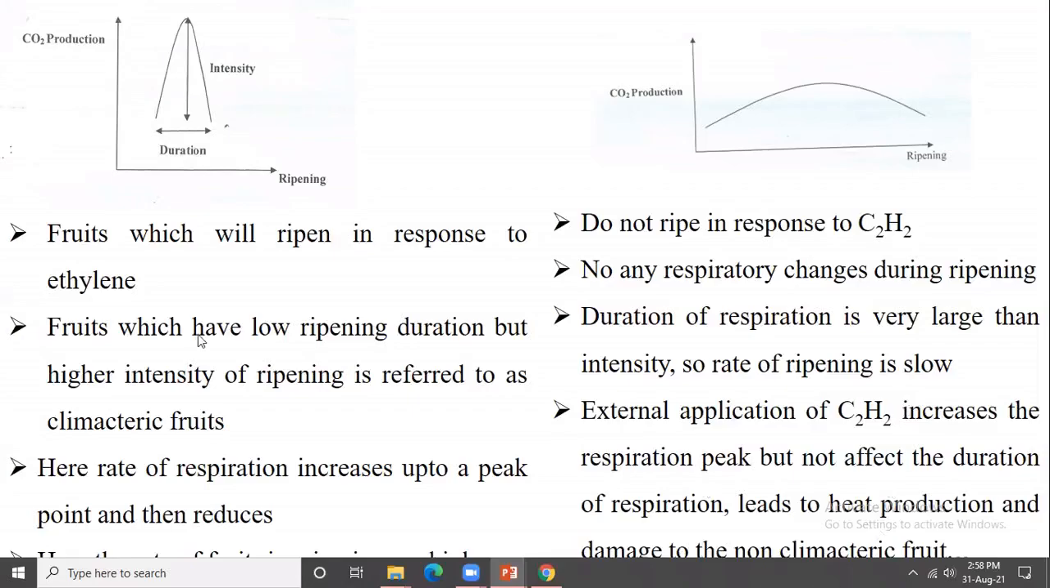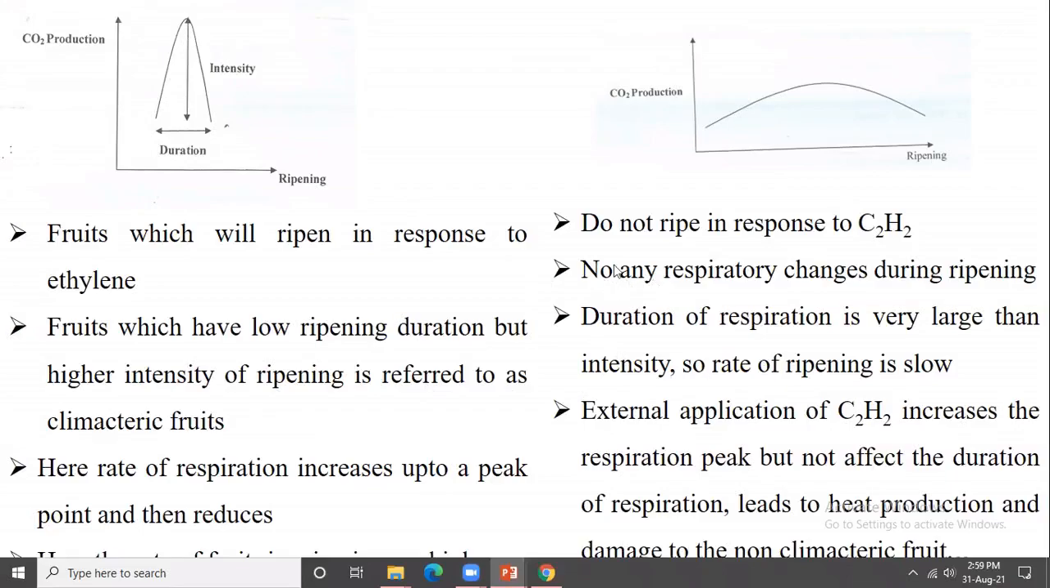Climatic fruit has a low ripening duration but high intensity. This is the ripening duration, which is very low compared to non-climatic fruit, and the intensity is very high compared to non-climatic fruit. Here the rate of respiration increases up to the peak point, then it decreases.